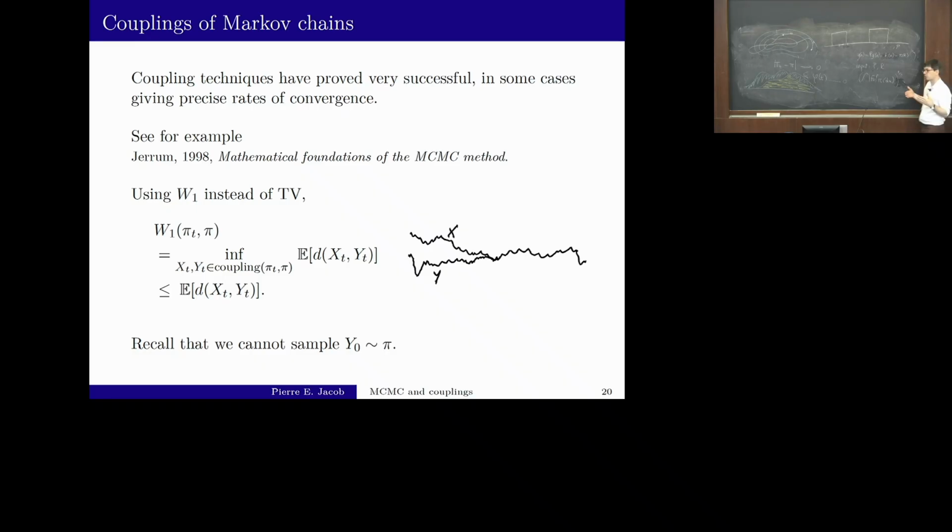So now you don't need the chains to meet necessarily, but in order to get a good bound, in particular one that goes to 0 when t goes to infinity, you want the expected distance between the chains to go to 0. So you'd like to construct chains that sort of contract without necessarily becoming exactly identical. And again, this is a theoretical construction. We can't sample from pi in an MCMC setup. This is just to prove convergence rates.